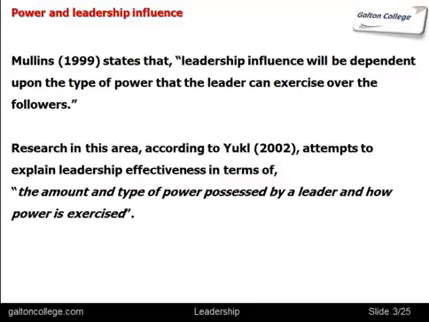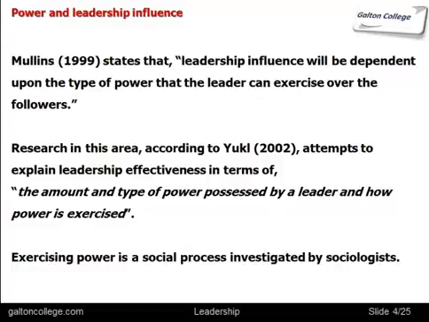Research in the area, according to UCL 2002, attempts to explain leadership effectiveness in terms of the amount and type of power possessed by a leader and how it is exercised. So the influence of the leader depends on the power possessed by the leader and how the power is exercised. We'll see how this works out later on. Exercising power is a social process, and it's investigated mostly by sociologists. So to a large extent this session is based on the ideas of sociology.